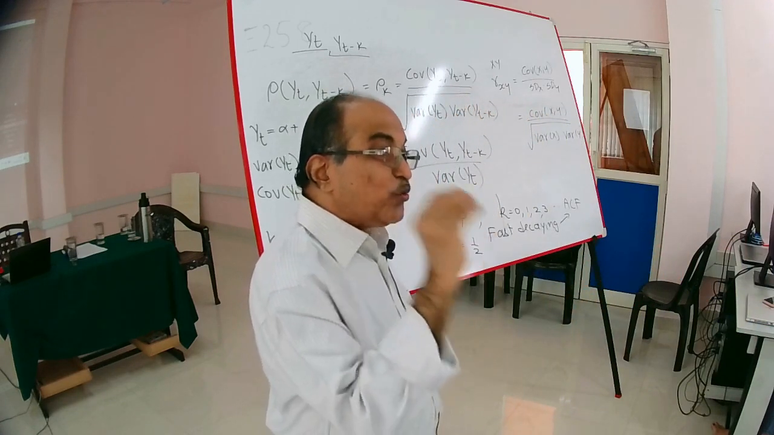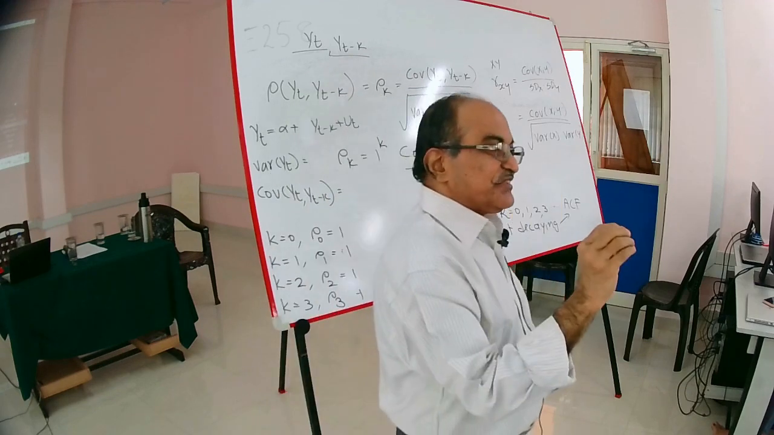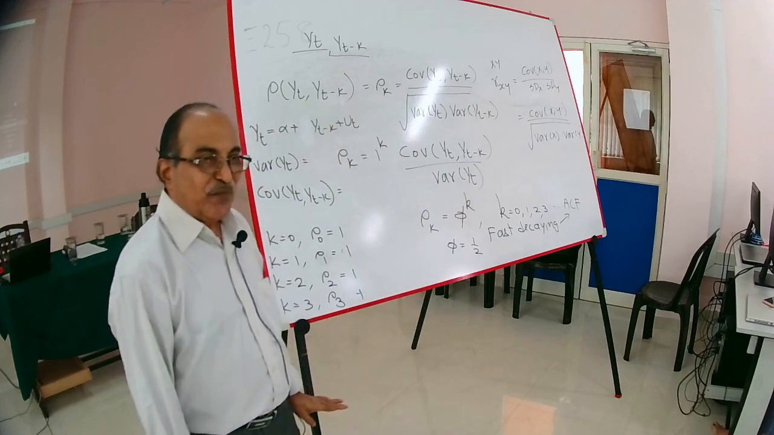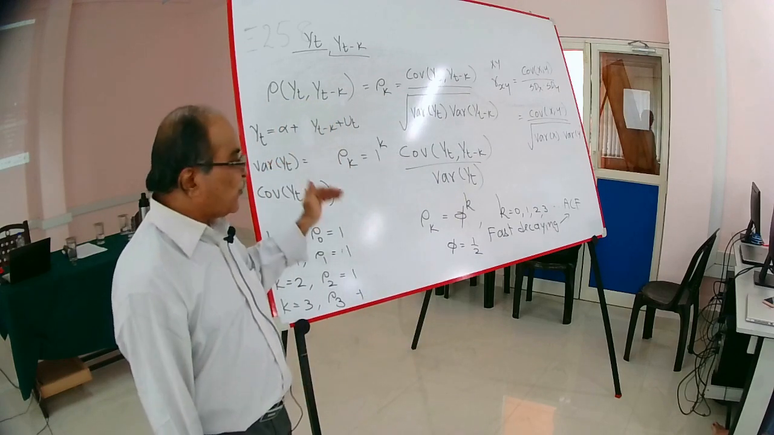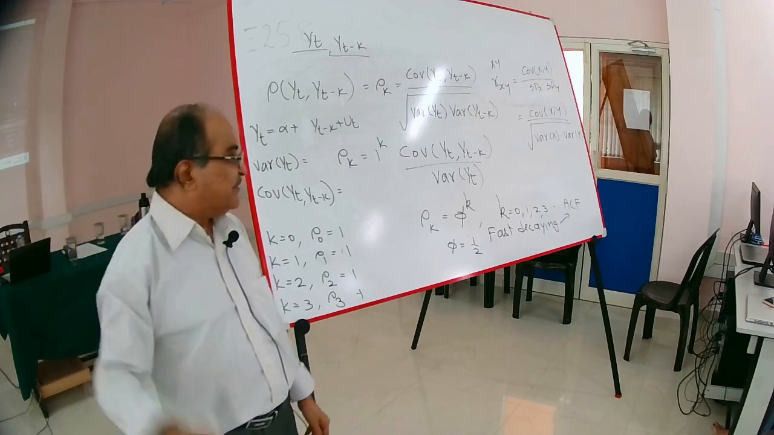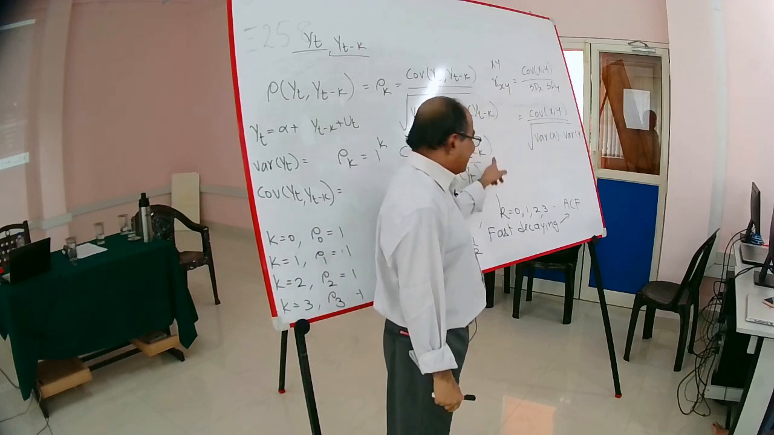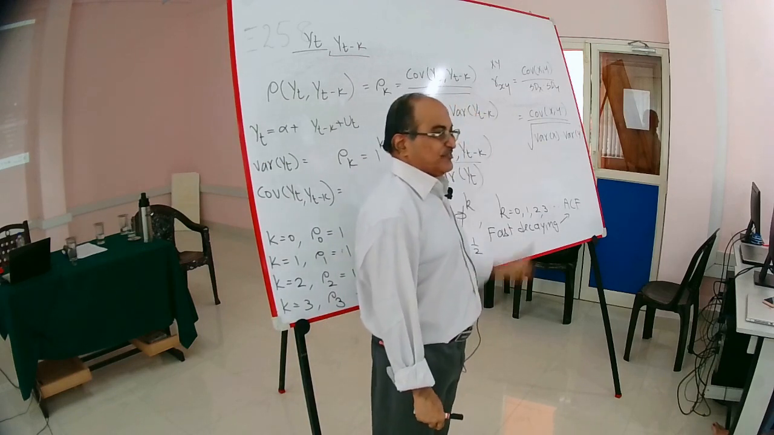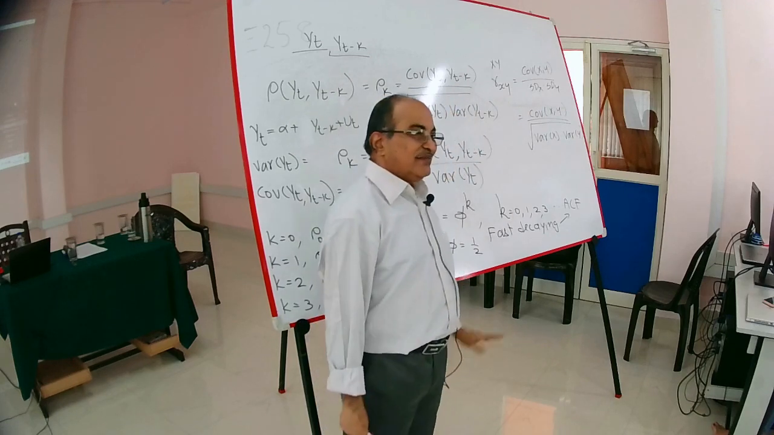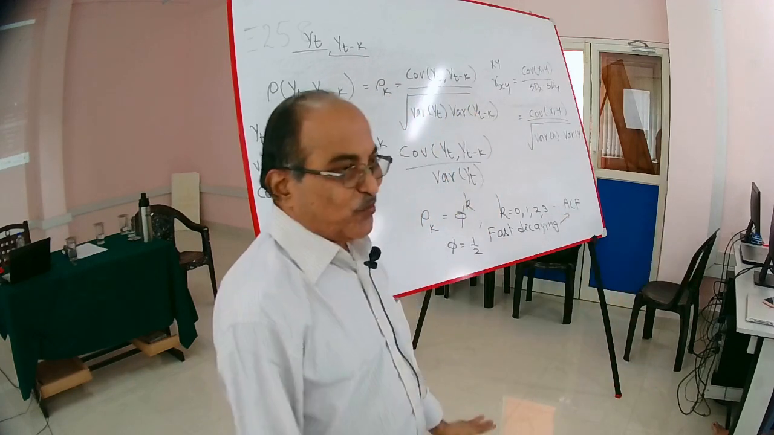If there is no fast decay, then it is a non-stationary process. But theoretically, it will always be equal to 1. In the sample autocorrelation coefficients, though, there will be a small decay, because the covariance of yt and yt minus k will decrease as k increases. This decreases over the lag, and that is why there will be a small decay. Otherwise, there is no problem.